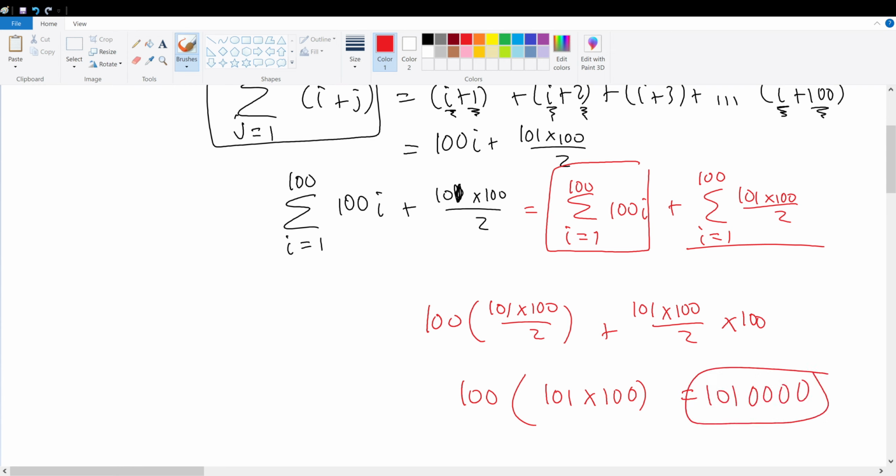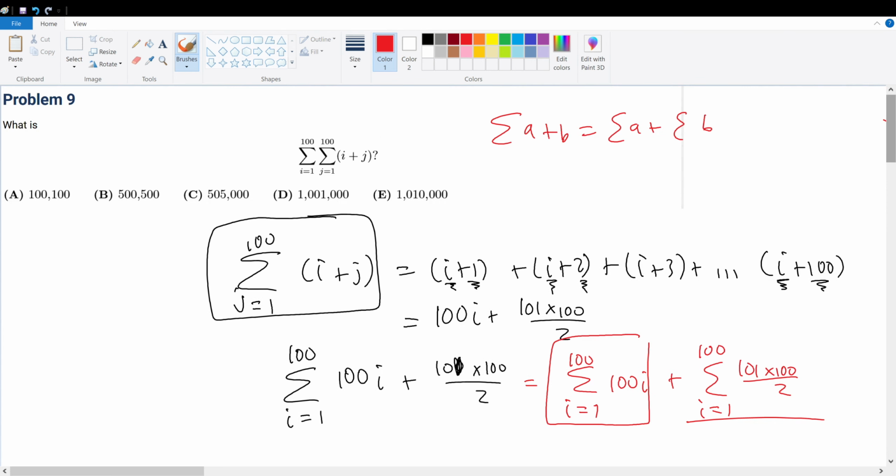Look at how fast that was. If I had simplified, that would have taken me so much longer with arithmetic. So this way is much easier. Always simplify at the very end. So we have 101 with 4 zeros. So 101 with 4 zeros is answer choice E.